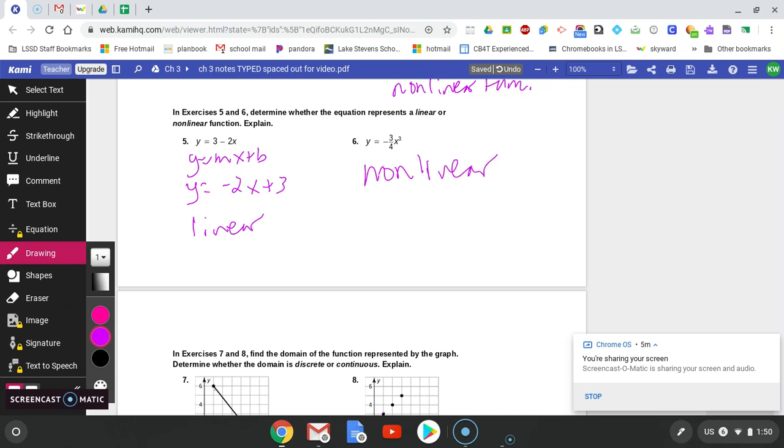And if you're ever unsure for 5 or 6, you can make a table of values. So plug in when x is negative 1, 0, and 1, find what y is, and then think of what the graph would look like. Would it be a straight line or not? So that's kind of your go-to for that.